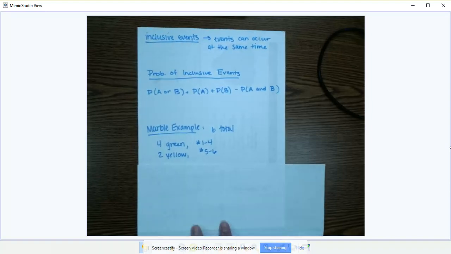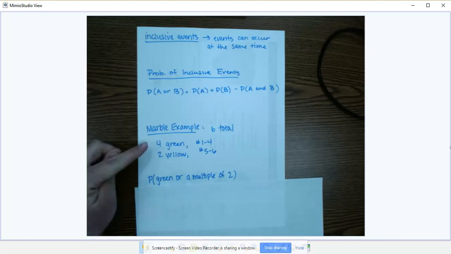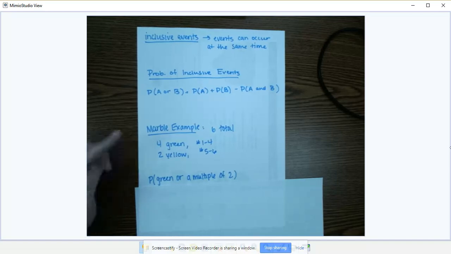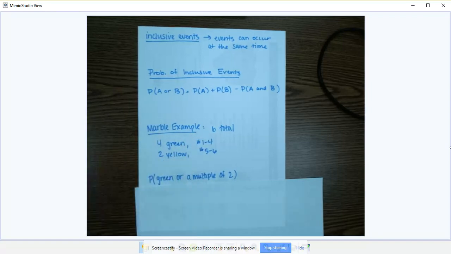So go back to our marble example. We had 6 total marbles, 4 greens numbered 1 to 4, and 2 yellows labeled 5 to 6. We want to find the probability that we have a green marble or a multiple of 2. Well, to decide that this is inclusive, you have to look at your 4 green marbles. Are there any multiples of 2? Well, multiples of 2 would be 2 and 4, and there are. So they overlap there. So we have to use this inclusive formula.